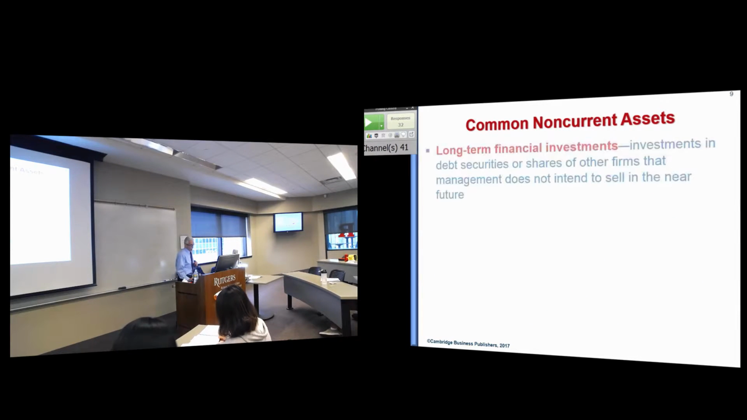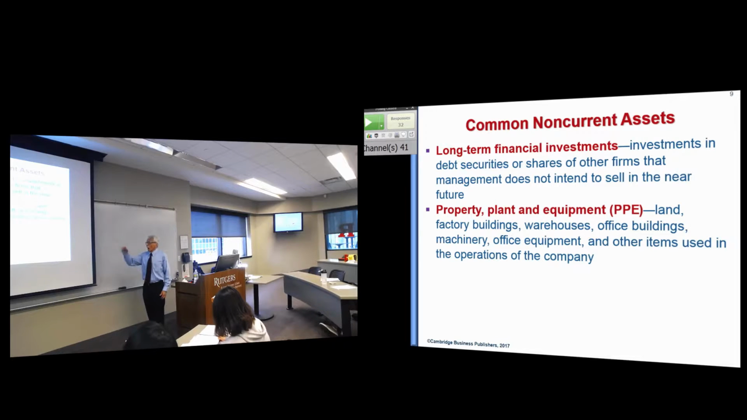Then we have the non-current. This is financial instruments. You might be holding long-term investments in debt or equity securities. You don't intend to sell them in the near term. Those are very common for especially financial service companies and even other industrial companies as well. Property, plant, equipment, buildings, equipment, land, any type of machinery, warehouses. These are your productive facilities.